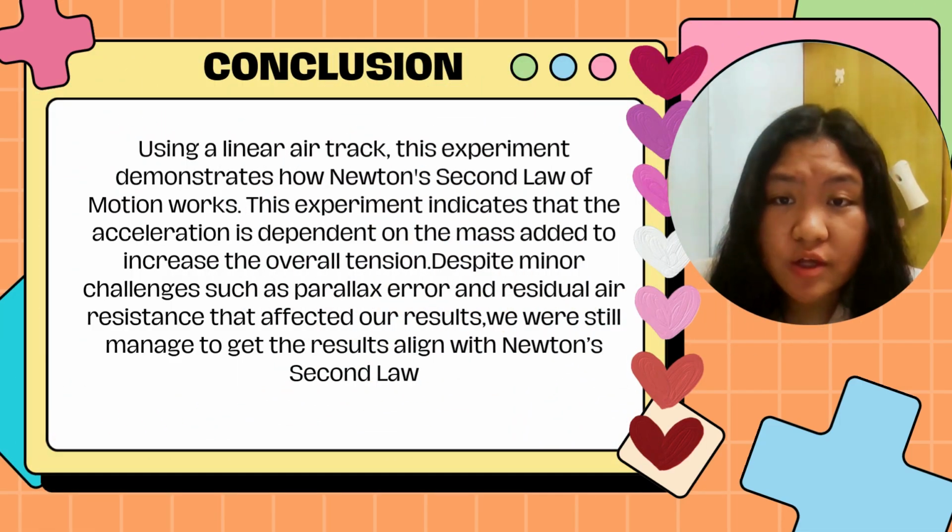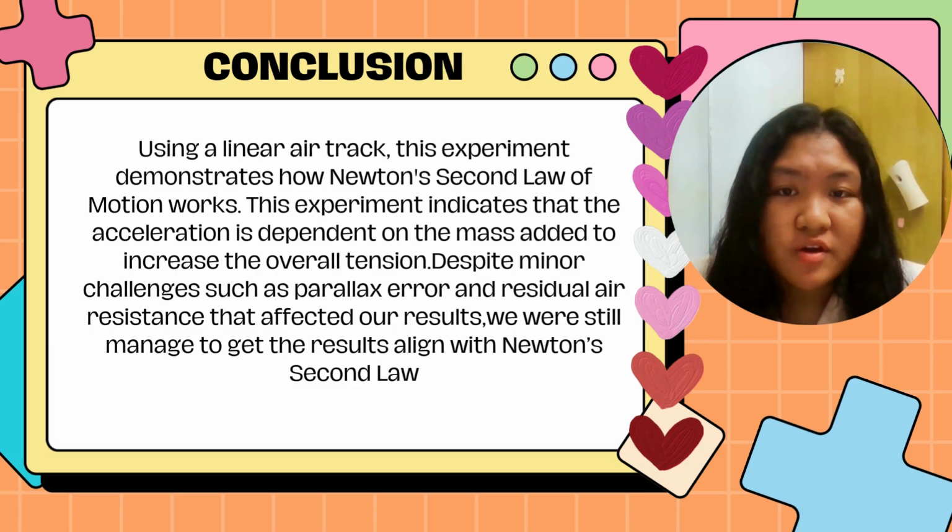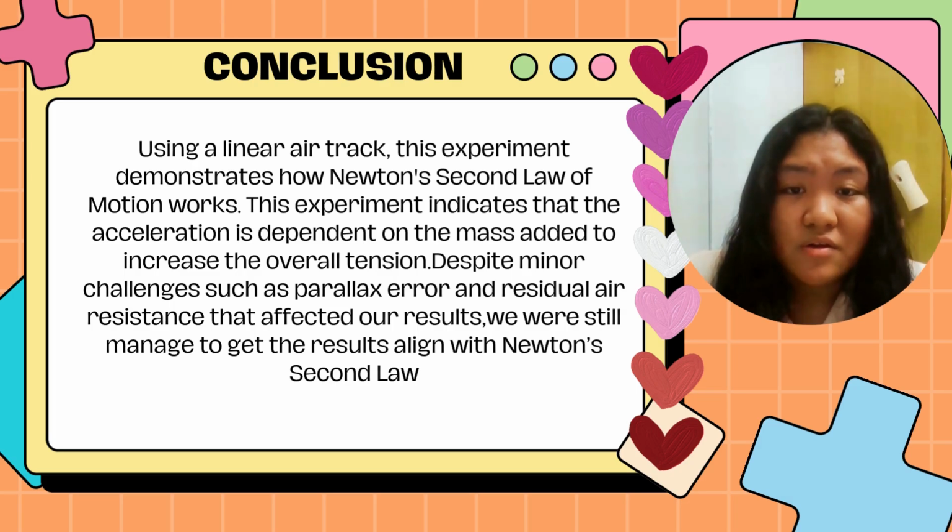In conclusion, by using a linear air track, this experiment demonstrates how Newton's second law of motion works. This experiment indicates that the acceleration is dependent on the mass to increase the overall tension, despite minor challenges such as parallax error and residual air resistance that affected our results. But we still managed to get results that align with Newton's second law.